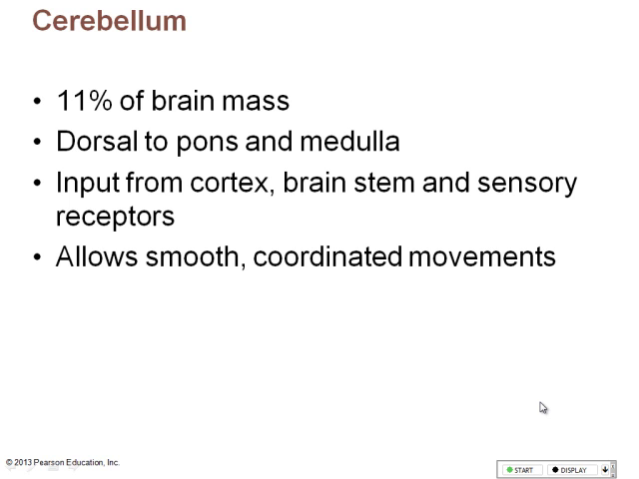Okay, so the cerebellum is 11% of the brain mass, dorsal to the pons and the medulla. It's all of the above, and it's going to help allow for smooth, coordinated movements.